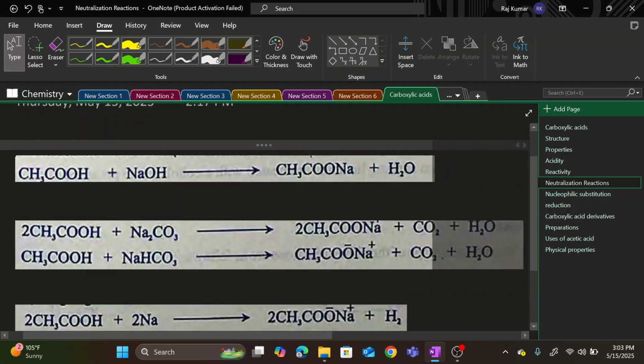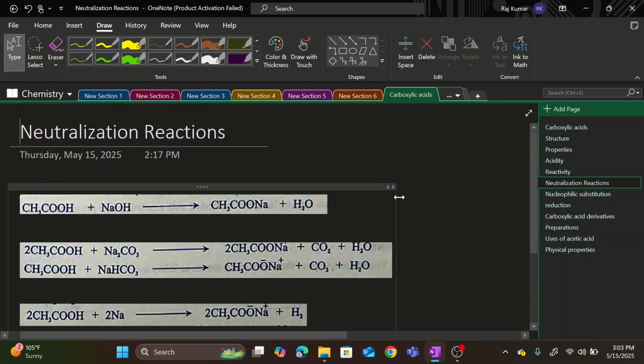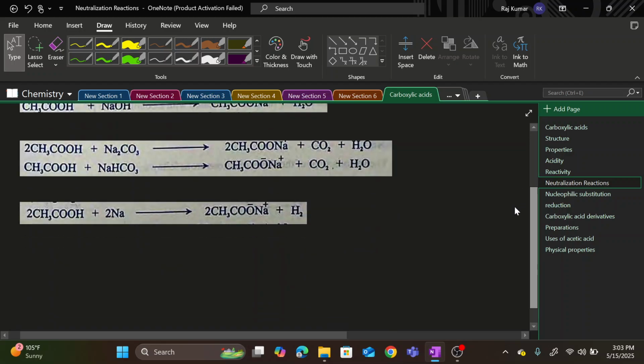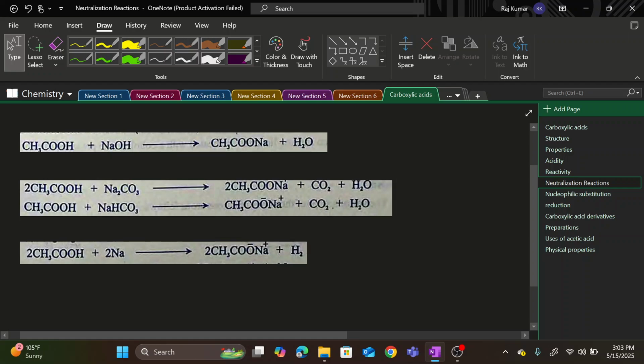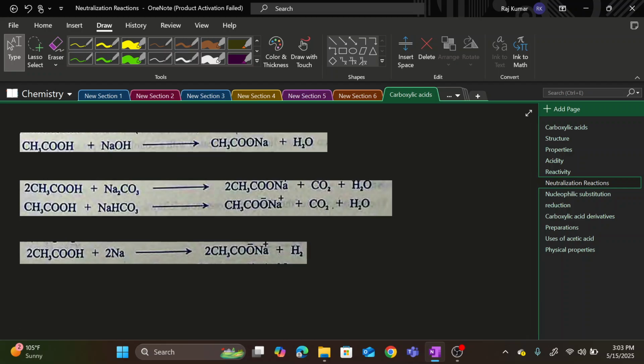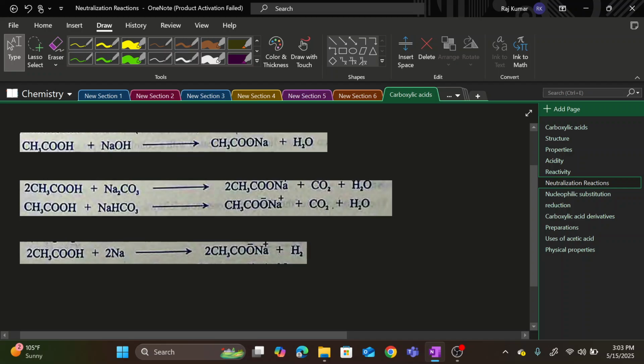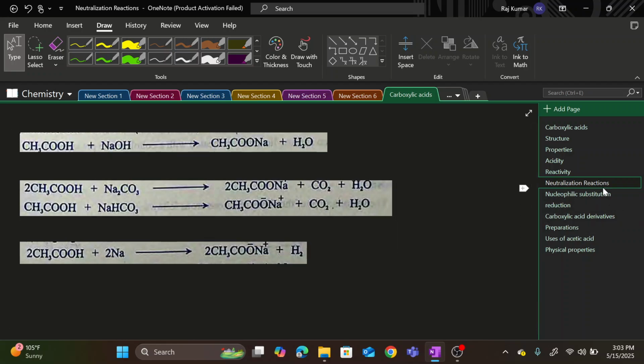Over here, what actually will happen is we are going to take a carboxylic acid. That carboxylic acid will react with one of the following reagents. If it reacts with a base, it's going to produce water and salt. When it reacts with carbonates or bicarbonates, it is going to produce carbon dioxide with effervescence, which we have previously studied, water and the salt of the particular carboxylic acid. When a carboxylic acid reacts with metal, it's going to evolve hydrogen gas alongside the formation of a salt.